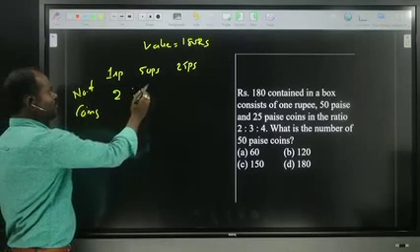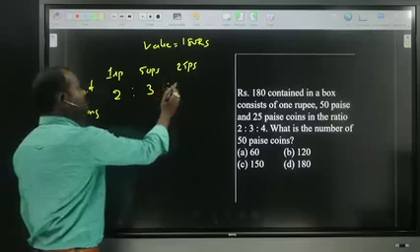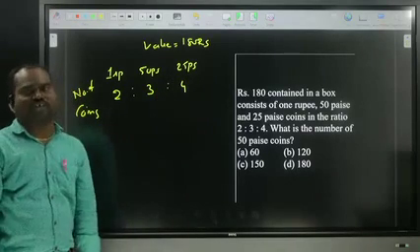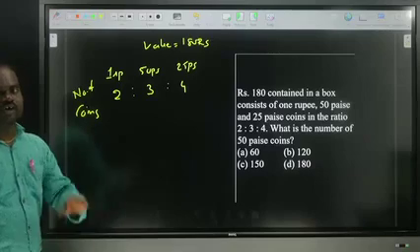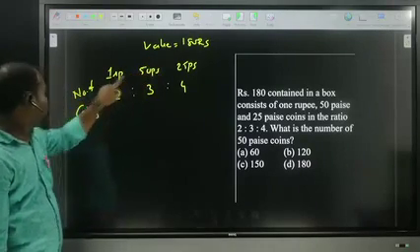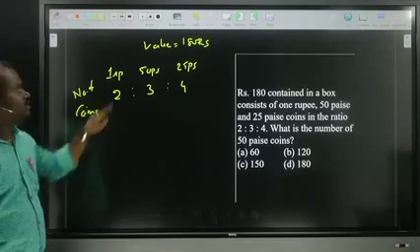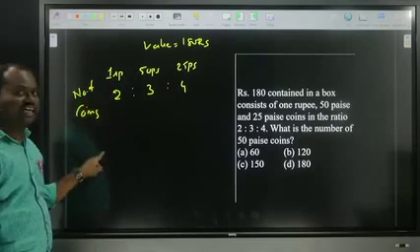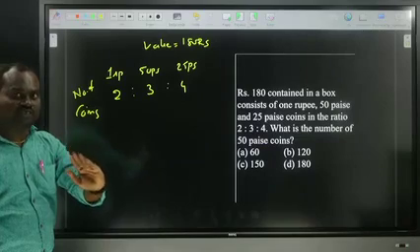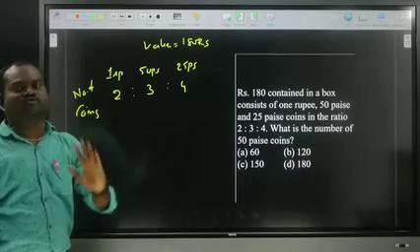2 is to 3 is to 4. Number of coins in which ratio? 2 is to 3 is to 4. Right. Now observe carefully. It is value. It is coins. Both are not the same category. First of all, we should convert both into the same category.